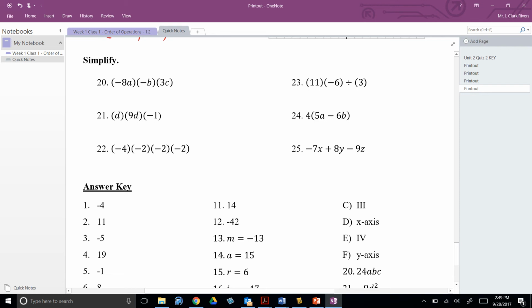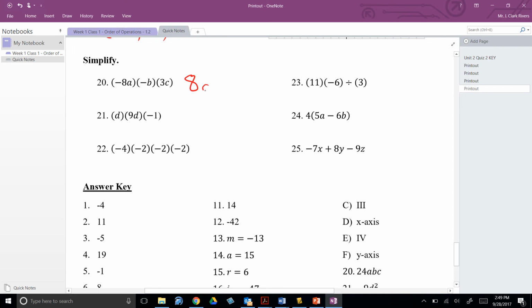I'm allowed to multiply these coefficients, okay? Addition and subtraction, that's where you have to be concerned about terms that are unable to be combined. But on 20, we can actually carry out some multiplication. So I've got a negative multiplied by a negative. So I know that product is what? A negative times a negative, positive. Negative 8 times negative 1 is positive 8.